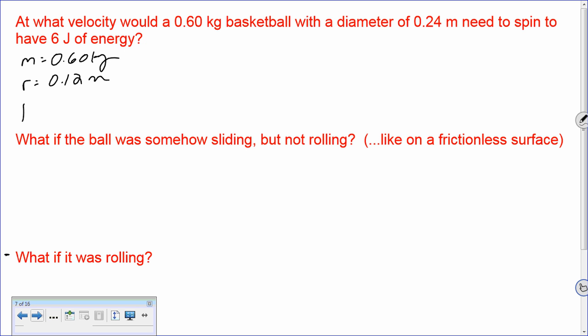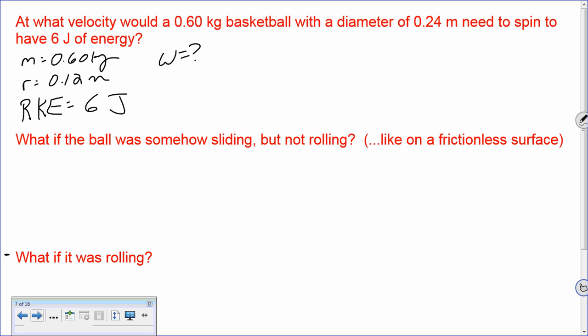Well, if it's spinning, what kind of energy will it have? RKE, right? Sorry, I keep covering it; you can see it on my hand. The idea is because it's spinning, this 6 joules of energy is RKE. Follow? And so the question is, what's the velocity? In this case, we're going to be looking for angular velocity, right? Good?